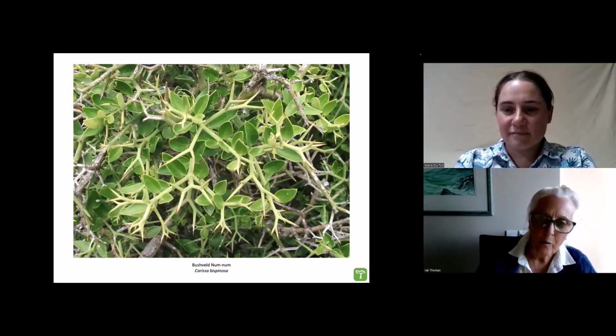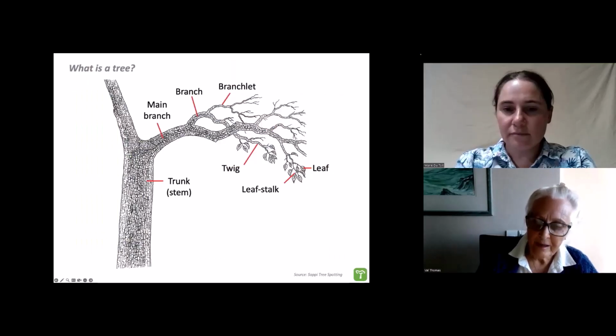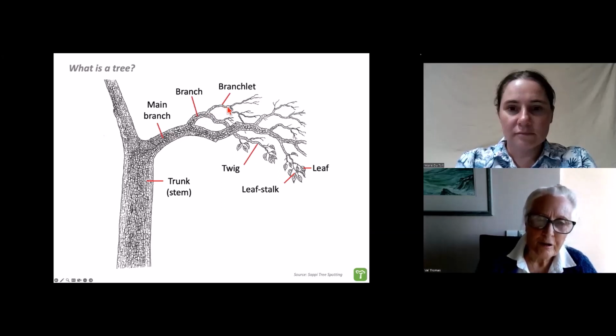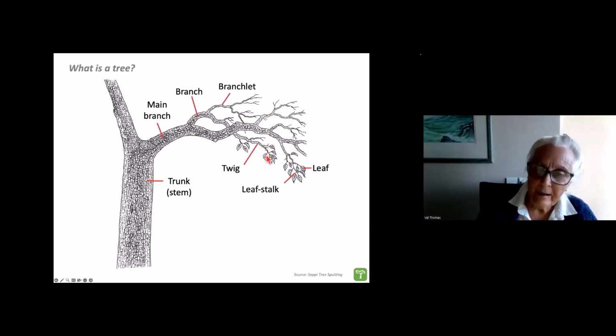So when we say, what is a tree and what parts do we have to look for? This is thanks to SAPPI Tree Spotting. And again, we're not just being pedantic. People don't always use the moment to say, I'm looking at this tree, I don't know what it is, but here's the trunk. What can I see on the trunk? Here's a main branch. What can I see on the main branch? Then a branchlet. These are not just casual words. They mean something. And finally, the twig, and the leaves are attached to the twig.